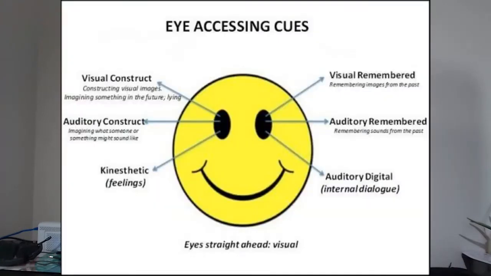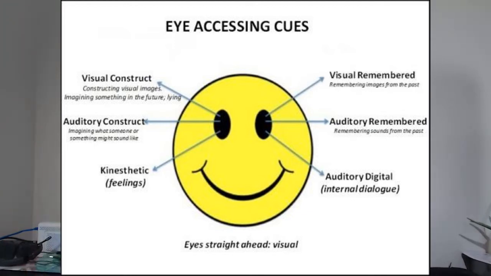That means that when you're talking with somebody, the direction that they look will tell you whether they're remembering something or whether they're creating something. If they're creating something, it could be that they're making it up on the spot, and they might not be telling you the truth. So this is a picture of eye accessing cues.